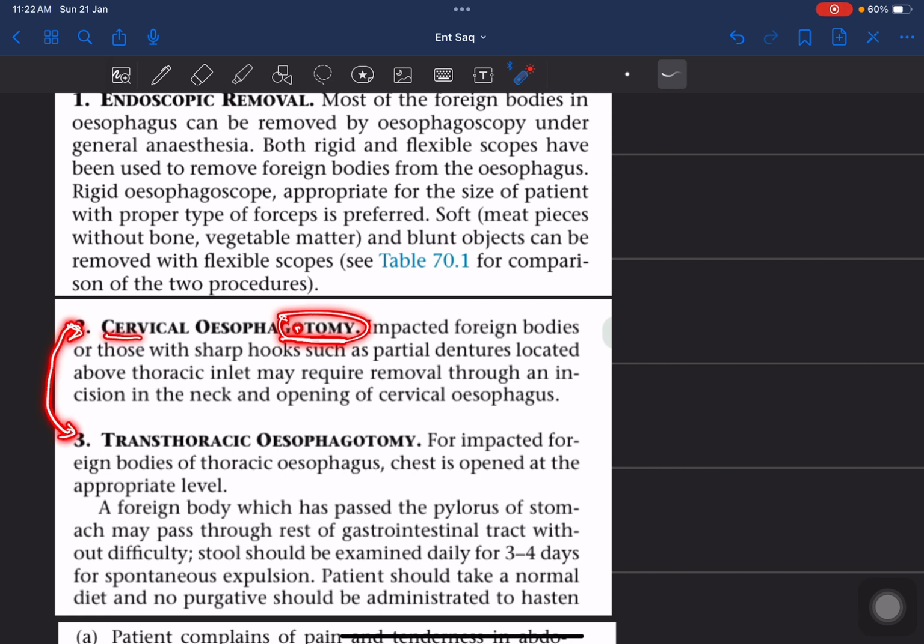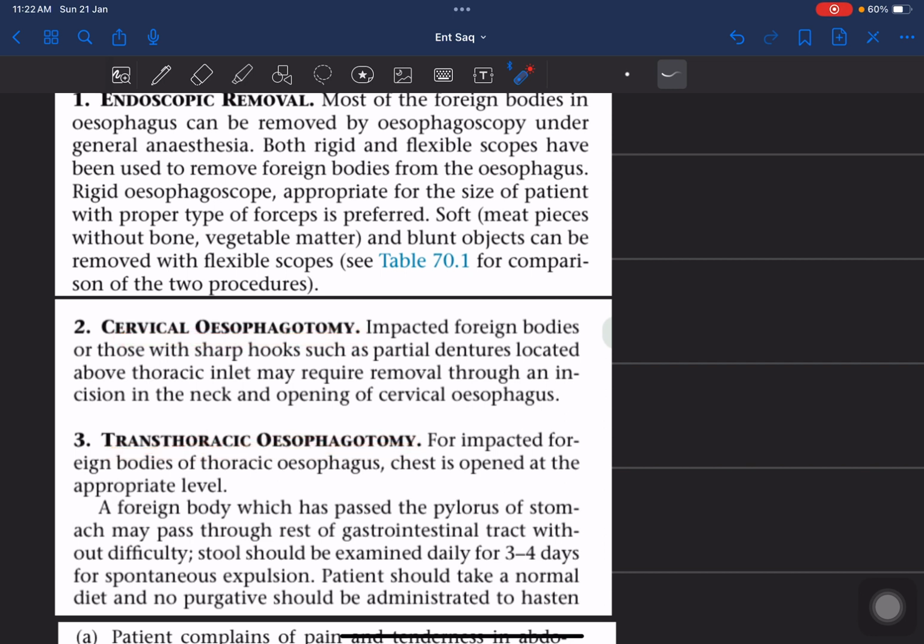If we are doing it at the level of the cervical esophagus, it is called cervical esophagostomy. And if we are doing it at the thoracic level of the esophagus, then we call it a transthoracic esophagostomy, right? Now, cervical esophagostomy and transthoracic esophagostomy, what is the difference between them?